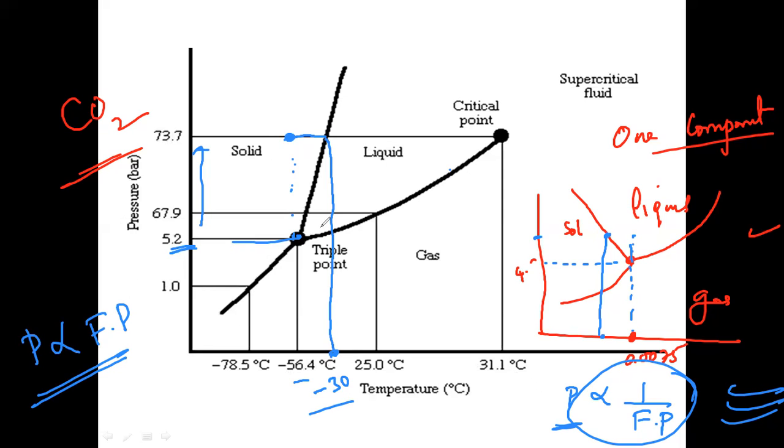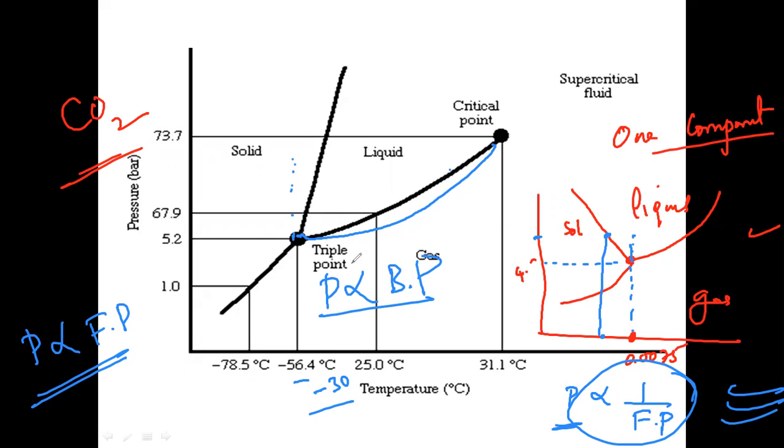In case of the boiling point, here is the curve. The boiling point curve has no difference; it is almost exactly the same. The pressure is directly related to the boiling point in case of both CO2 and water. But the major difference is only this: the pressure is directly related to the freezing point.